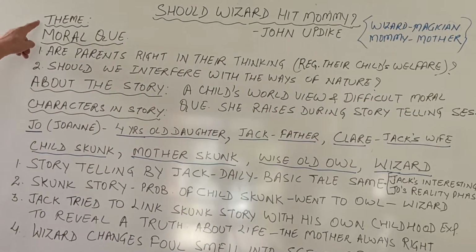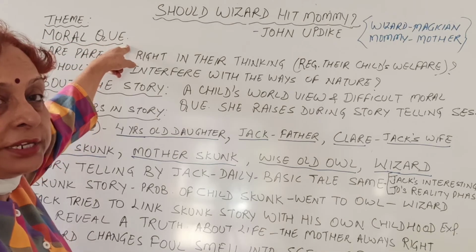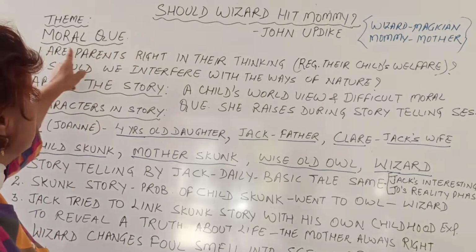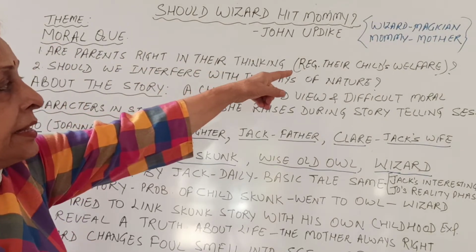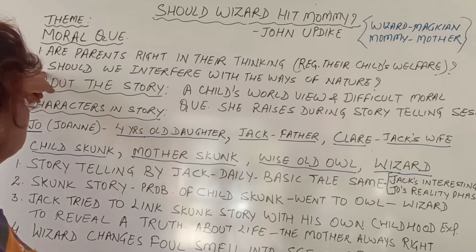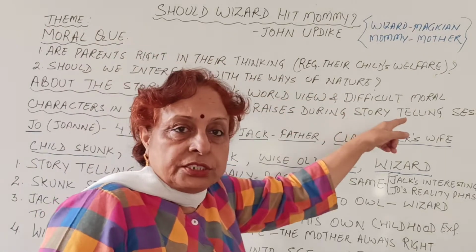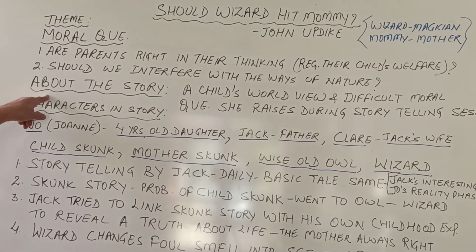Now the theme of the story is the moral question that the story raises at the end. Are parents right in their thinking regarding their child's welfare? Or another question is, should we interfere with the ways of nature? Now let us see what the story is about.